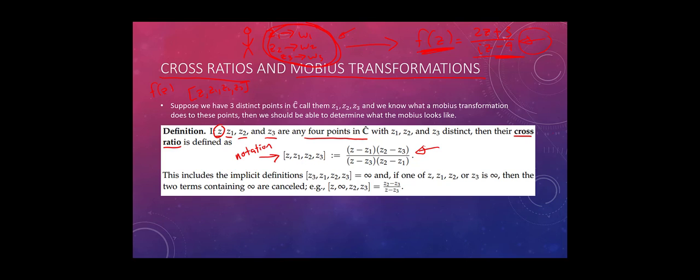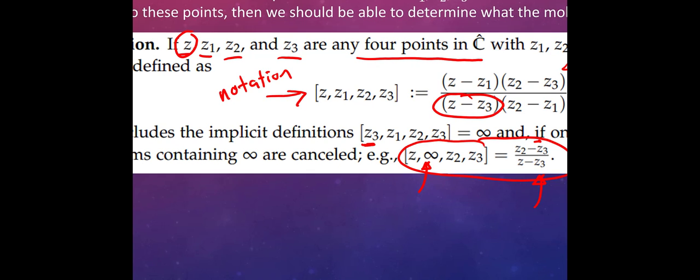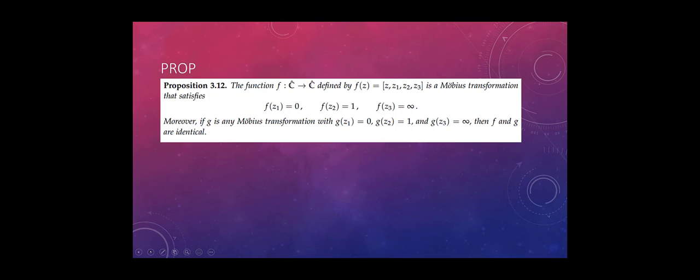Okay. So a couple of comments. First of all, we have some implicit definitions embedded into this. So first of all, if we plug in z3 into this function or this cross ratio, notice that we're going to be dividing by 0. And remember, in the extended complex plane, that means you're going to get infinity. Additionally, if one of z, z1, z2, or z3 is infinity, then the two terms in our cross ratio are going to cancel, and we actually get a pretty nice expression in the end, which your book gave you a pretty nice example of. So if the z1 was infinity, this is what we would end up with. Okay, pretty cool.